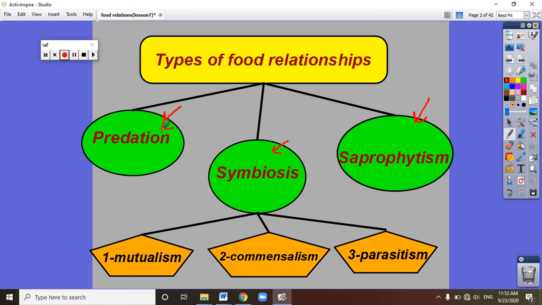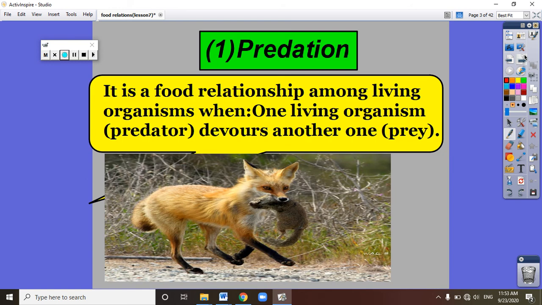What is this? Yes, predation. And this one, symbiosis. And this one, saprophytism. But in this part, we will take only the predation food relationship. Let's know the meaning of predation. As you can see in this picture, this fox is eating another animal.